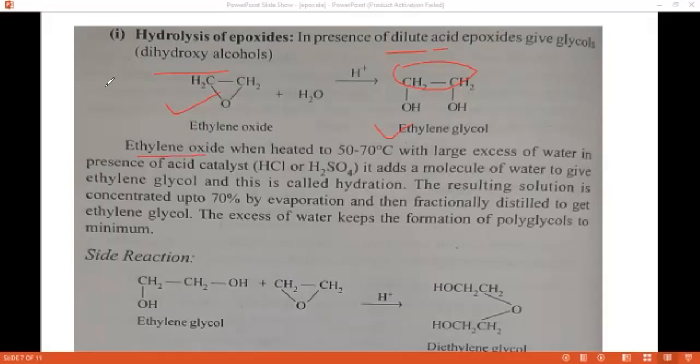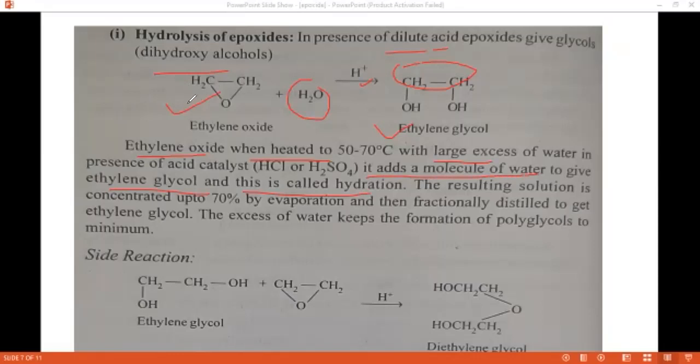Now, when ethylene oxide is heated to 50 to 70 degrees Celsius with a large excess of water in the presence of an acid catalyst like HCl or H2SO4, it adds a molecule of water to give ethylene glycol. Excess water is used here. And this is called hydration.